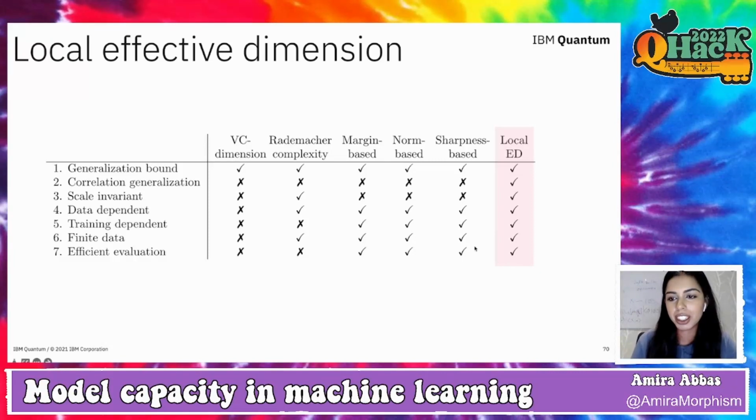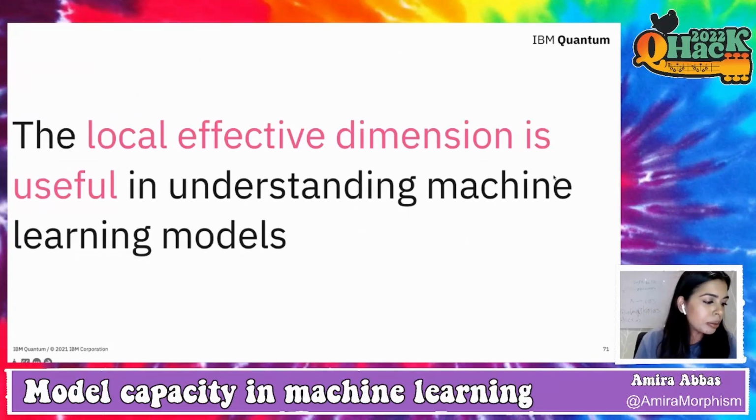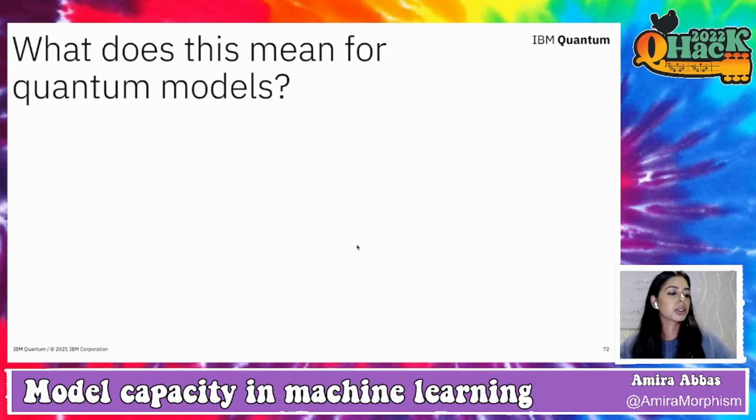Okay, so hopefully I've managed to convince you that these properties that I believe make a good capacity measure are satisfied by this idea of a local effective dimension. And maybe then, because you believe this, I also managed to convince you that the local effective dimension is useful. But now, what does this mean for quantum models? Because yes, it's all nice to understand capacity. We could go into that for a long time.